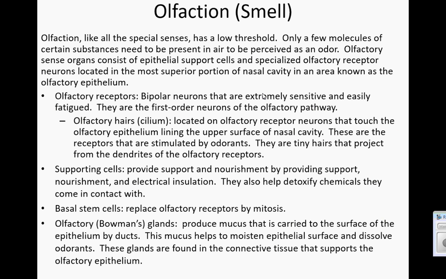What we're going to begin today and finish up on Monday is talking about our 5 special senses. Our first sensation is called olfaction, which is a fancy way to describe smell.